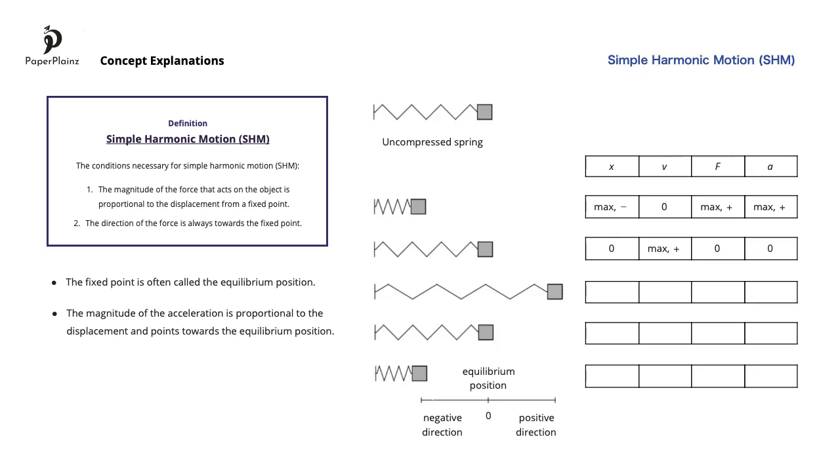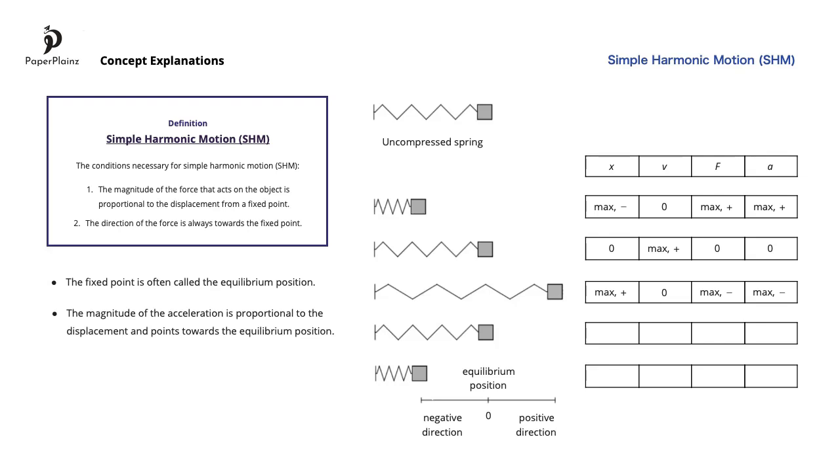In the third position, the spring is fully stretched. The object is as far to the right as possible, so the magnitude of the displacement is maximum, and its sign is positive. Here, the object again stops for a moment, so velocity is 0. Force is proportional to displacement, so its magnitude is at a maximum, and since it is pointing towards the equilibrium position, so in the negative direction, force here is negative. Acceleration, as usual, behaves the same way as force.